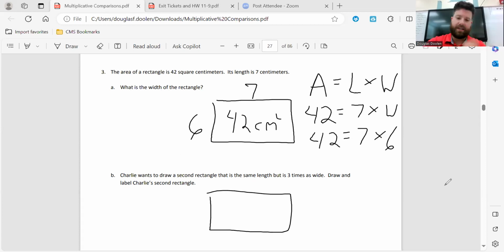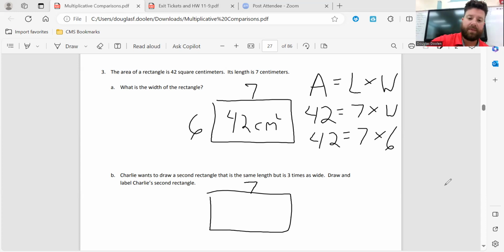I don't care how perfect it is. It does not matter. It is the same length. Well, look at our previous problem. What was the length? 7. Very good. So I'm going to label it 7. I know it's not the greatest. Label it 7. Okay. But is 3 times as wide.